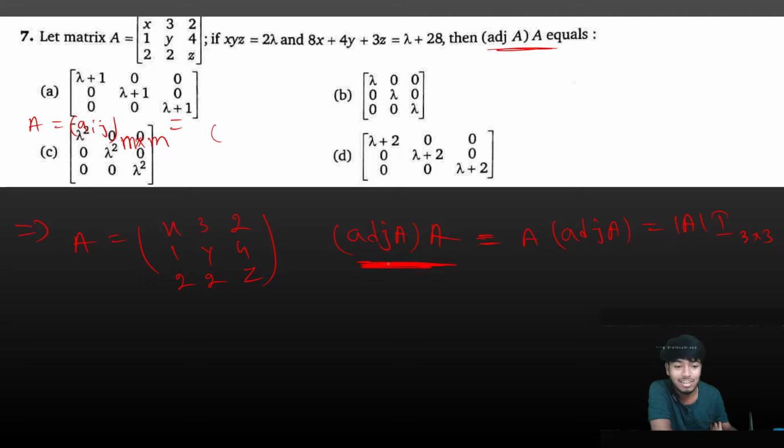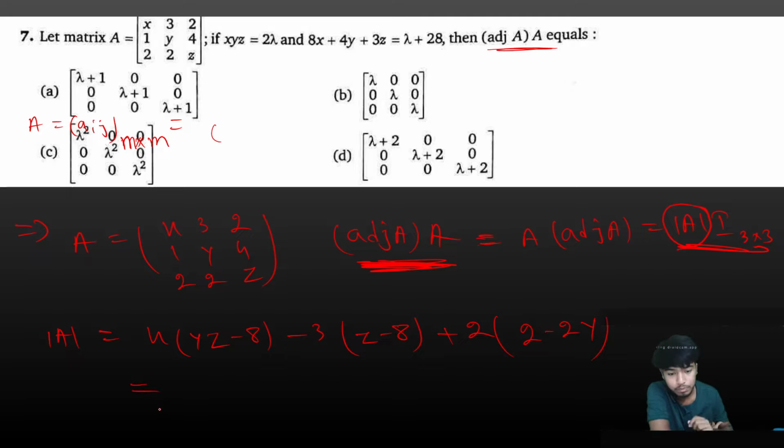So to find this, our main target is to find the determinant of it. Find the determinant of it: x y z minus 8 minus 3 z minus 8, plus 2 2 minus 2y. Okay, so write down x y z minus, take the minus common: 8x plus 3z, 4y.